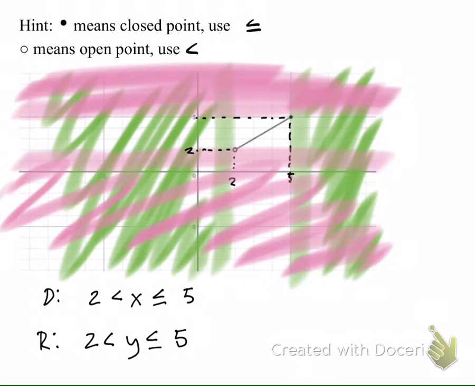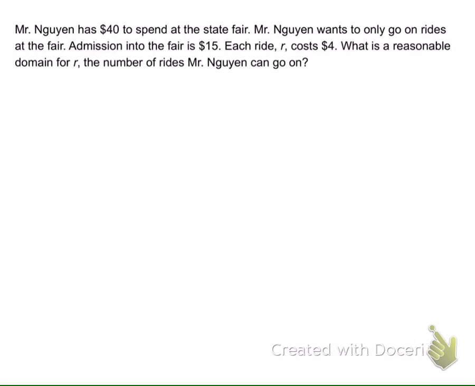All right? Now, what if I give you a real-life situation? What if I wanted to go to the state fair? I've got $40. So Mr. Nguyen has $40 to spend at the state fair. Mr. Nguyen wants to only go on rides at the fair. So forget about all the food and all the other attractions. I'm just going to go on rides. So admission into the fair is $15.